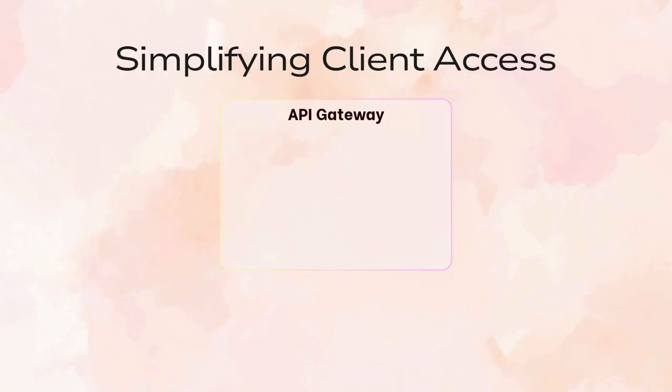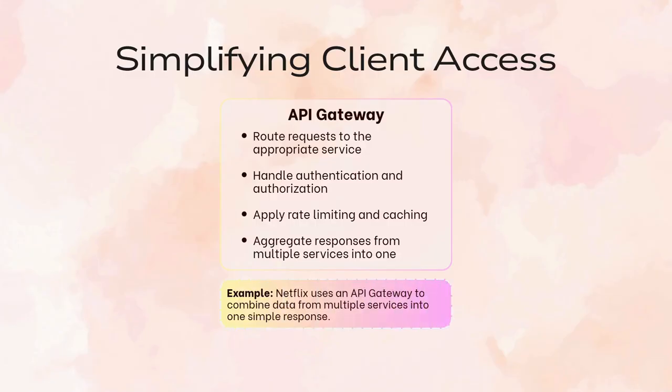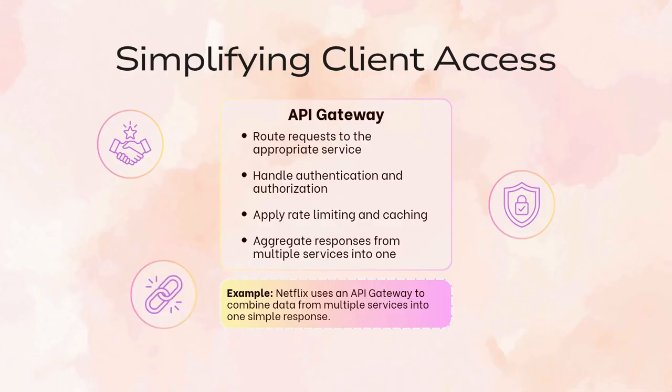Some responsibilities of an API gateway are to route requests to appropriate services, handle authentication and authorization, apply rate limiting and caching, and aggregate responses from multiple services into one. An example can be that Netflix uses an API gateway to allow their mobile applications to communicate with multiple backend services seamlessly. A single call to the gateway may fetch user info, recommendations, and watch history all in one response. API gateways simplify client interactions, enforce security, and reduce coupling between client and services.